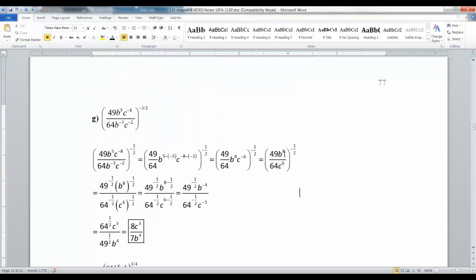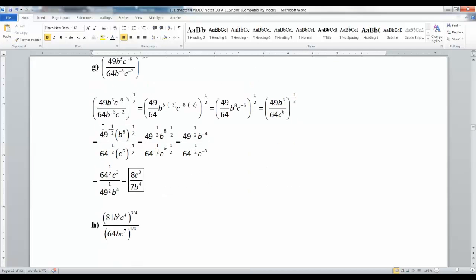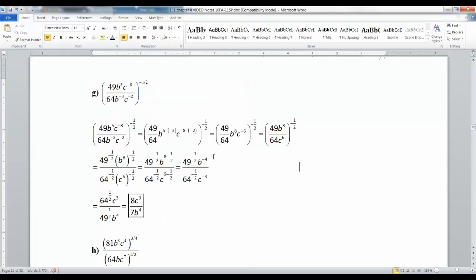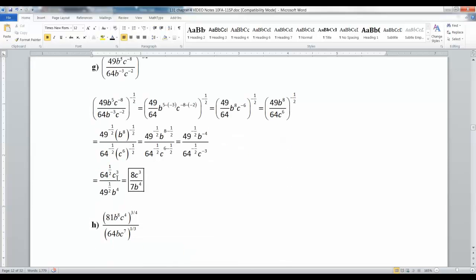The first line of work was all simplifying inside that big parentheses. The next line of work was tackling that half getting distributed to everything. And then the last bit was getting rid of the negative exponents and finishing off what was left with the numbers.